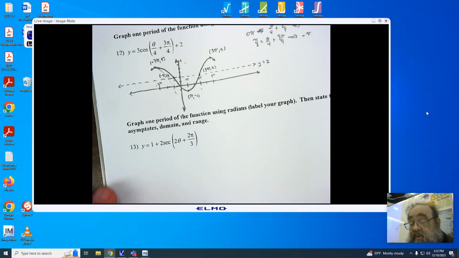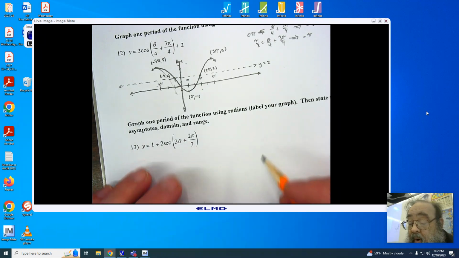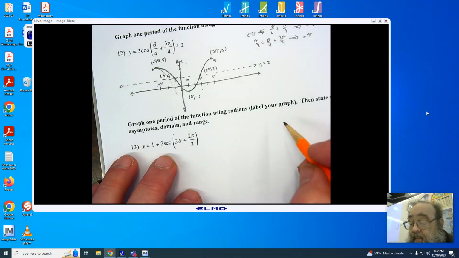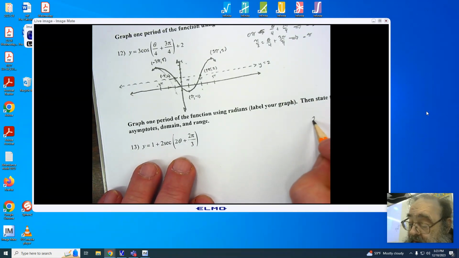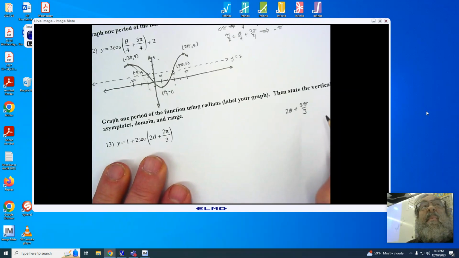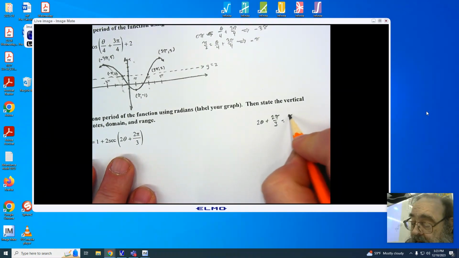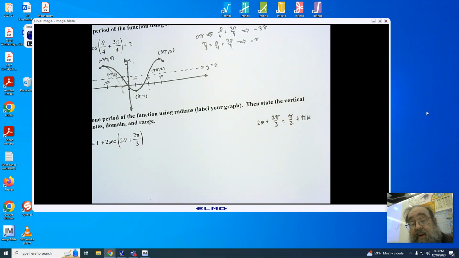Last thing we have to do is graph this secant. We're doing the exact same thing. I'm going to equate values. So unlike the cosine and sine, where I equate values straight across, I'm working with asymptotes. So I'm going to take my 2 theta plus 2 pi over 3, and I'm going to set it equal to pi over 2 plus pi k. Now, if I were doing a cosecant or cotangent, I would be equating it to pi k.